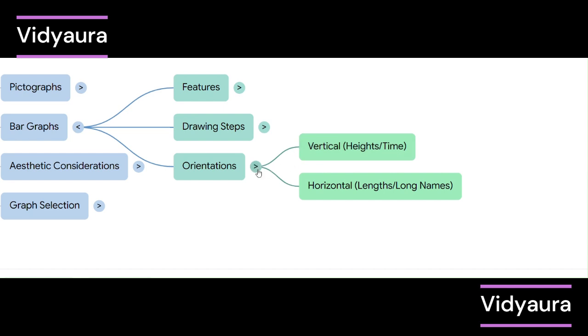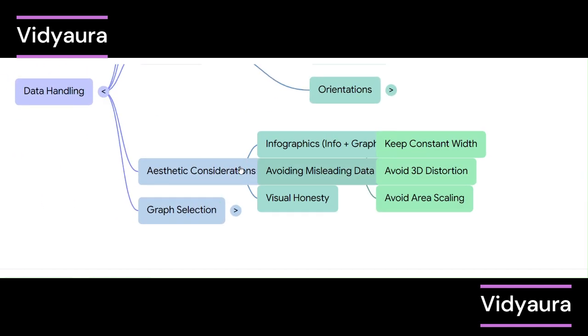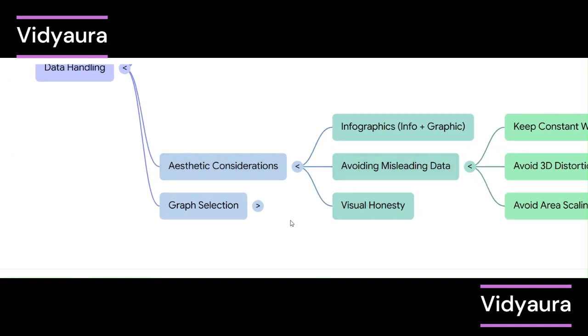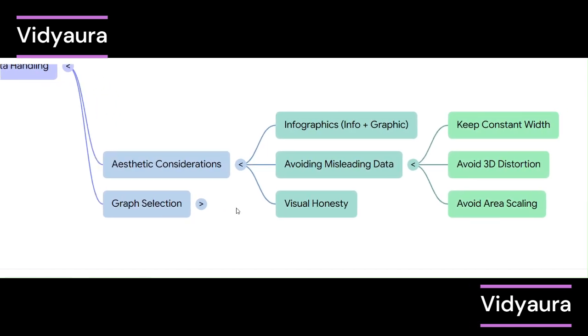Let's talk about aesthetic considerations. Since we want to create high-quality content, we need to think like designers. Infographics. This is where info meets graphic. It's about making data beautiful and informative. Visual honesty. This is huge. We must avoid misleading data.